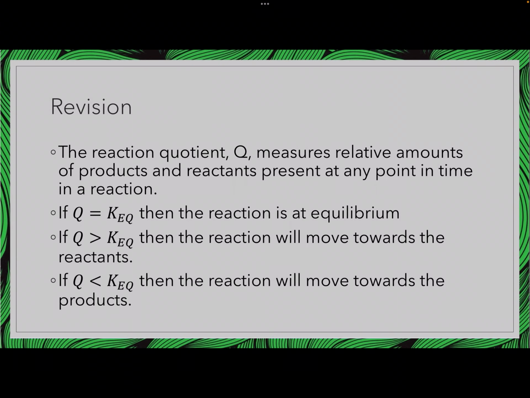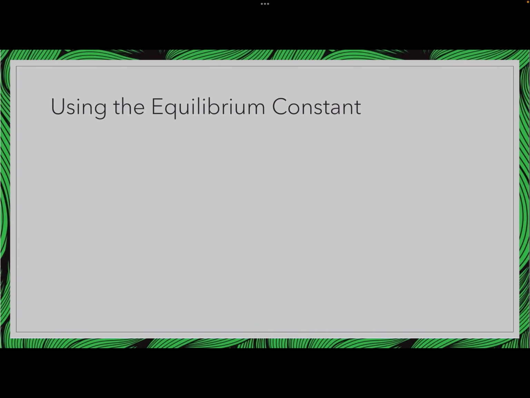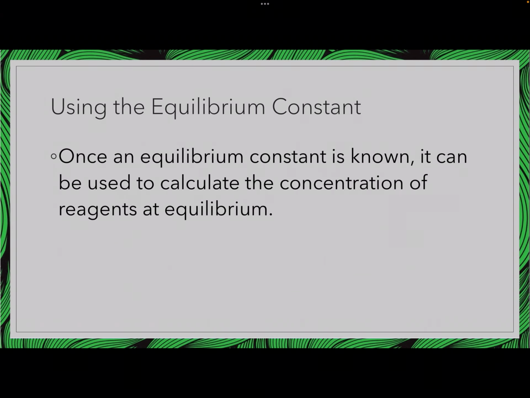Now, what we're doing today, we're going to be using the equilibrium constant. Once we know the equilibrium constant for a certain reaction, it can be used to calculate the concentrations of reagents at equilibrium. So, how much product's going to be there, how much reactant's going to be there at equilibrium. But to do this, we need to use an ICE table. So the first thing we're going to do this lesson is learn how to use an ICE table.